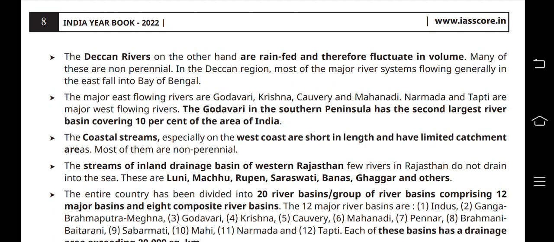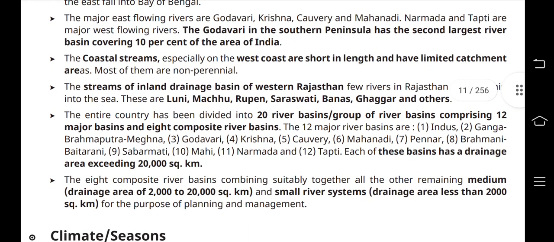The entire country has been divided into 20 river basin groups, comprising 12 major basins and 8 composite river basins. The 12 major river basins are Indus, Ganga, Brahmaputra, Meghna, Godavari, Krishna, Kaveri, Mahanadi, Pennar, Brahmani, Baitarni, Sabarmati, Mahi, Narmada, and Tapti. Each of these basins has a drainage area exceeding 20,000 square kilometers.